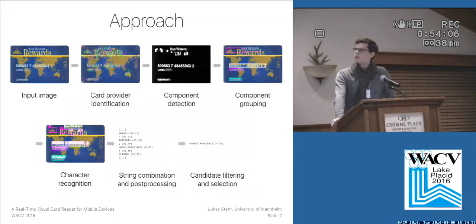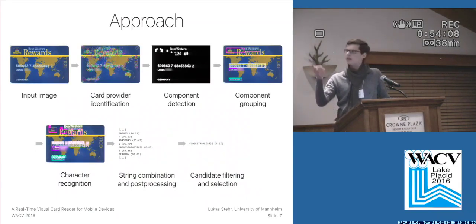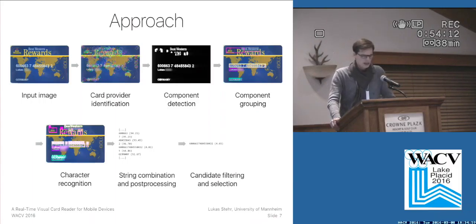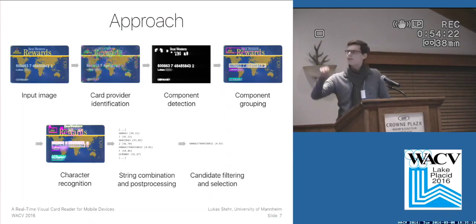So what our approach does is we use the input image, and in a first step we use a classifier based on a bag of words of card key points, and then identify the exact card type and provider. And now that we know that, we can, for each succeeding step, encode knowledge that we have about this card and train each step for this exact card type.